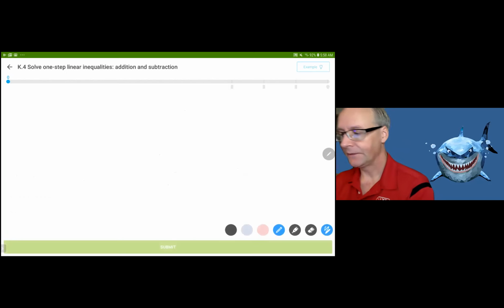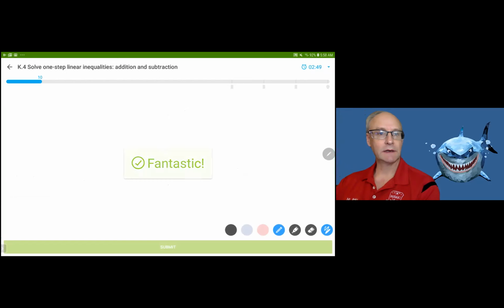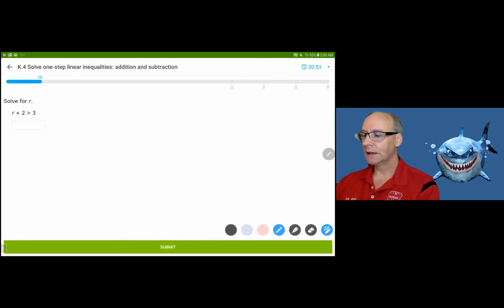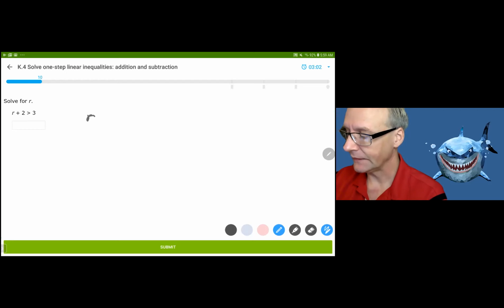Let's move on to other problems and do a few more. Now, this one says r plus 2 is greater than 3. Subtract 2 from both sides and you're done. That's really all you have to do. But it's nice if you understand what's really happening here. It says r plus 2 is greater than 3, and we are going to subtract 2 from both sides, and we get r is greater than 1.